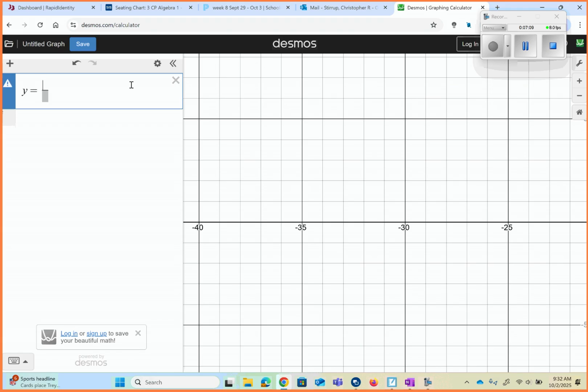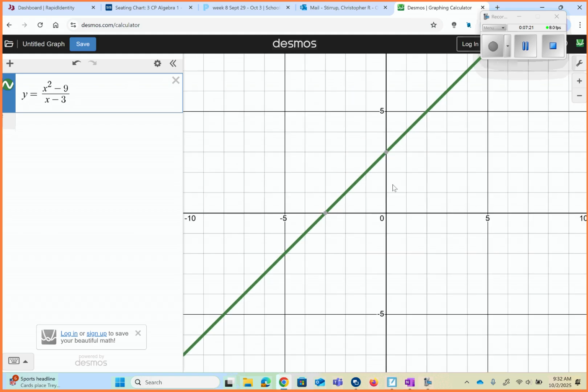So y equals x squared minus 9 over x minus 3. And go home. So it's going to be a straight line, and we wanted to see what's happening at 3. So right here. So, friends, what happened at 3? It's undefined. Agree? I'm trying to get it to stay there, but it won't stay there. So everyone agree that it's undefined?